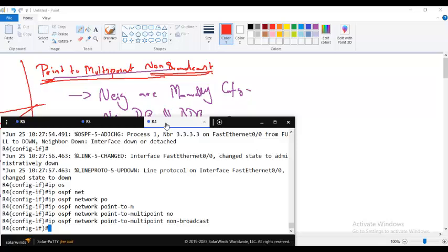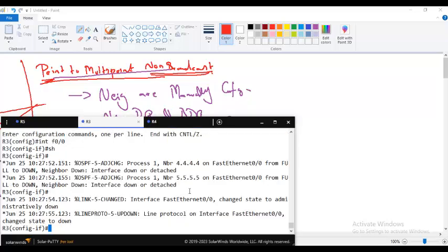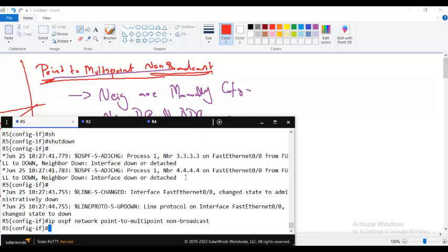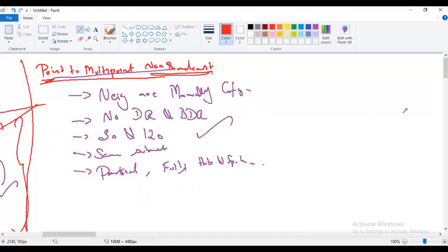And what do we expect? Neighbors must not come. That's the best of the first one, non-broadcast. And the best of the second one is this one, point to multipoint, no DR/BDR. This is what our expectation is. Now let's go. When I say no, the neighbor should not come. I should not see any hello packets sent between.